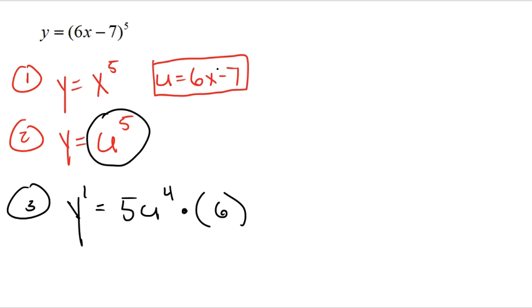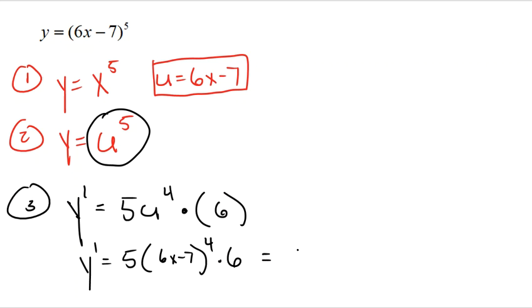The derivative of 6x: 1 falls down, 6 times 1 is 6, x to the 0 is just 1, 6 times 1 is 6. 7 is a constant, the derivative of 7 is 0, gone. And then, now I'm gonna do a couple little cleanup things. I have to replace u, because u is 6x minus 7, raised to the 4th, times 6.